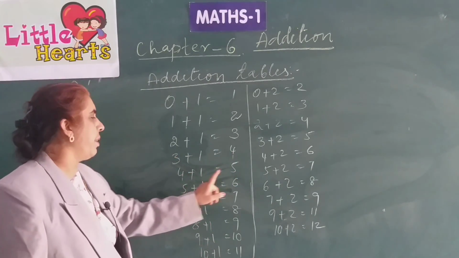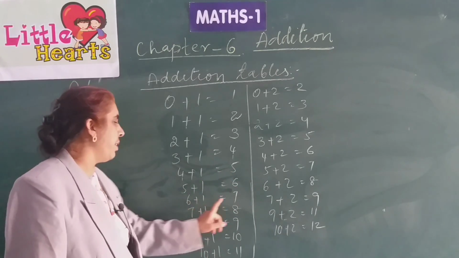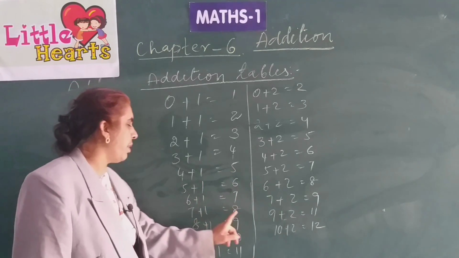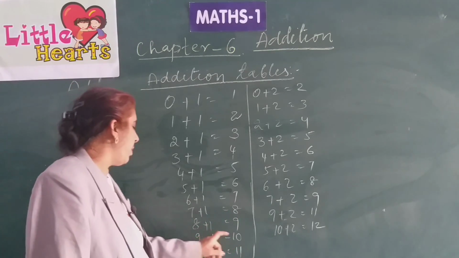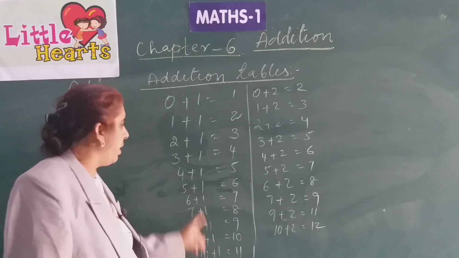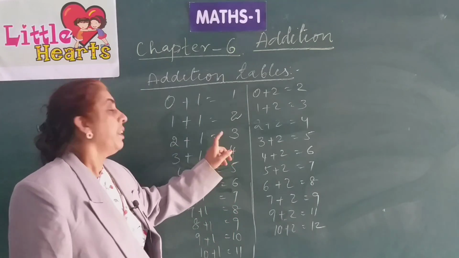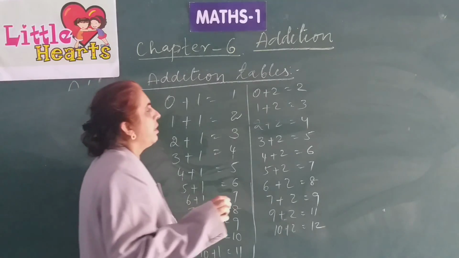4 plus 1 equals 5. 5 plus 1 is equal to 6. 6 plus 1 is equal to 7. 7 plus 1 is equal to 8. 8 plus 1 is equal to 9. 9 plus 1 is equal to 10. 10 plus 1, 11. If you add 1 to any number, we get just the next number, or the after number. And in the same way, the addition table of 2.